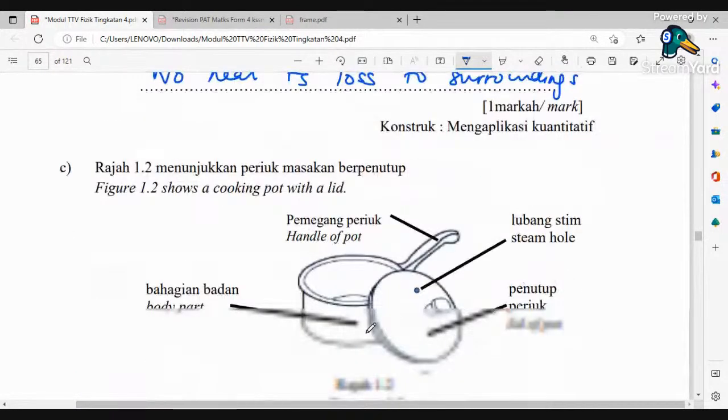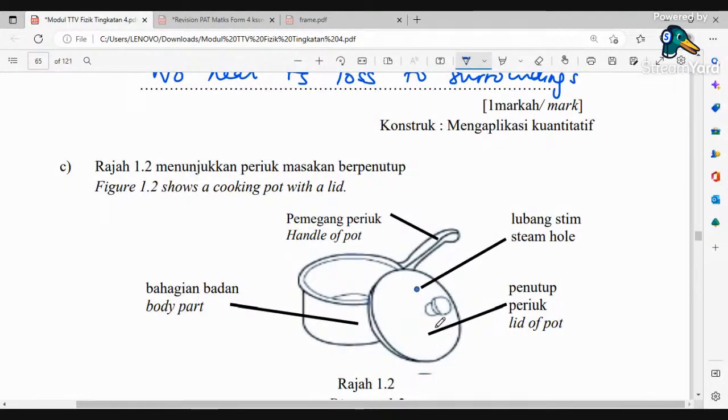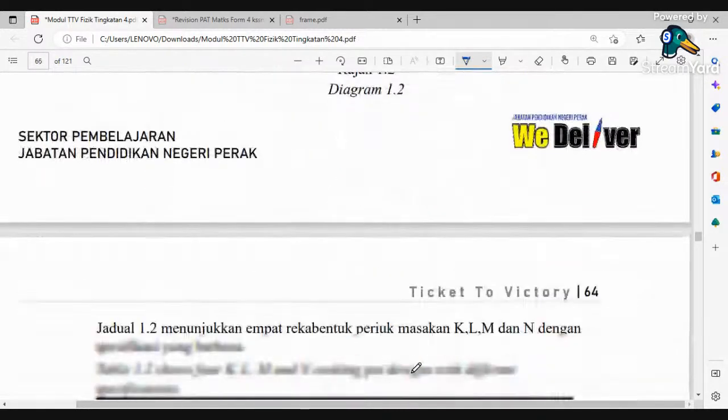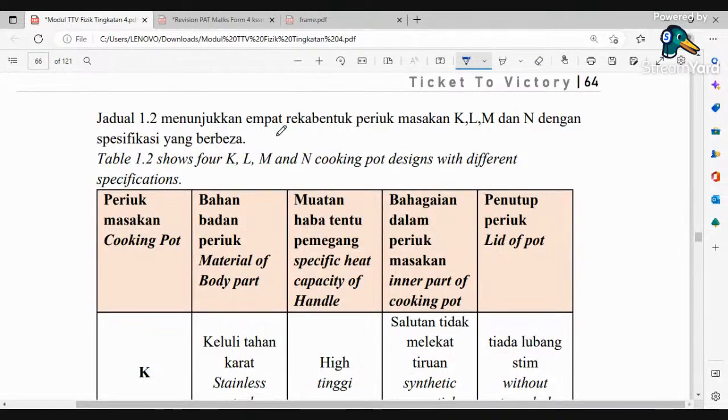Okay, part C shows a cooking pot with a lid. The cooking pot, this is its lid, then there's a steam hole, there's a hole here. Okay, question. Table 1.2 shows KLMN, 4 cooking pot designs with different specifications.